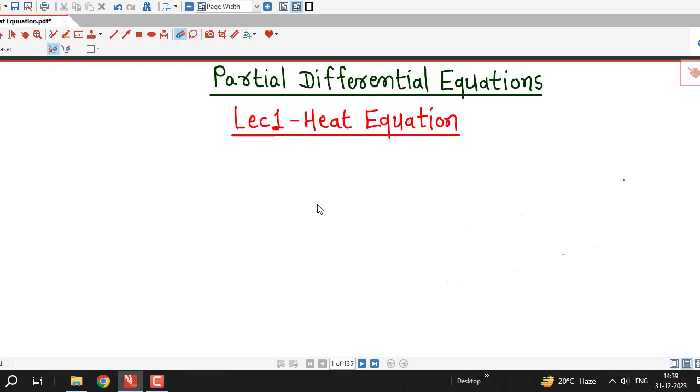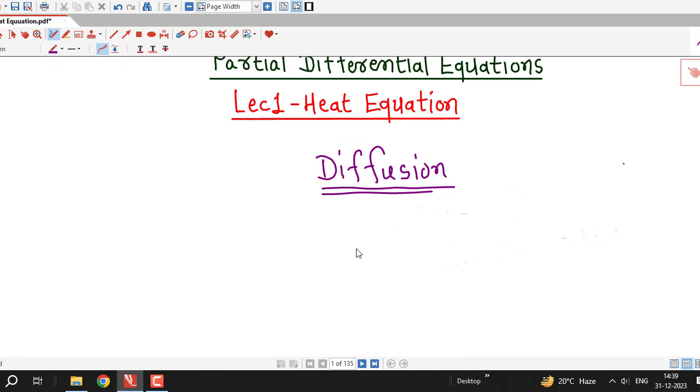So the heat equation is also known as the diffusion equation. Some authors use the words diffusion equation for the heat equation. So remember both terms, either heat equation or diffusion equation. Now the heat equation is an important partial differential equation, and we are going to understand the mathematical model for this equation.